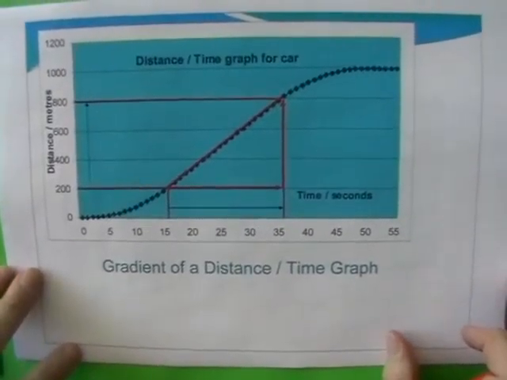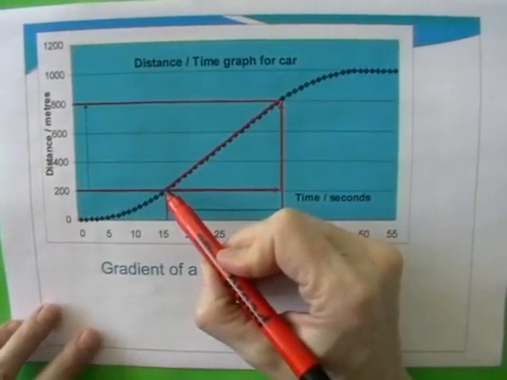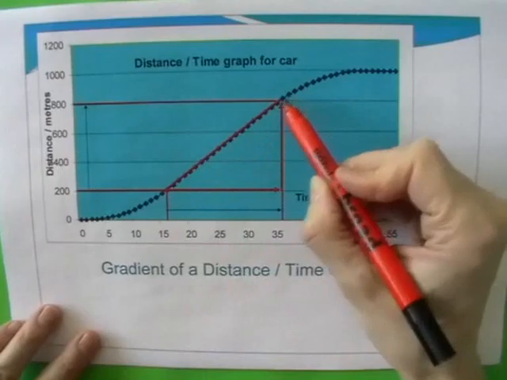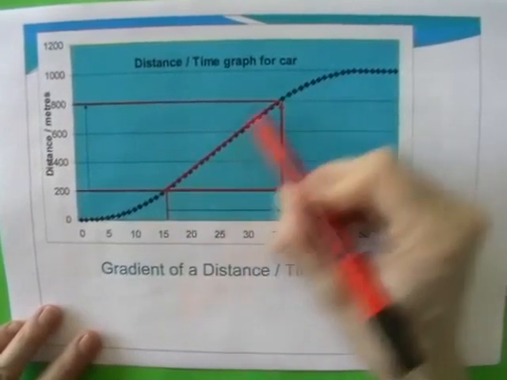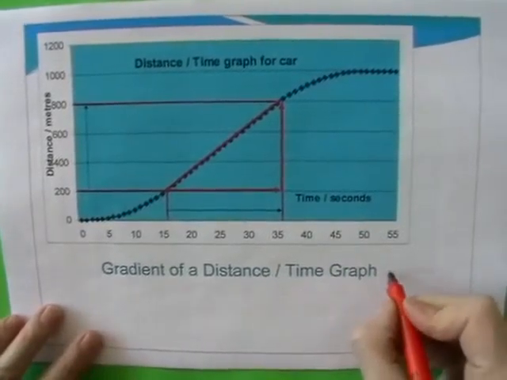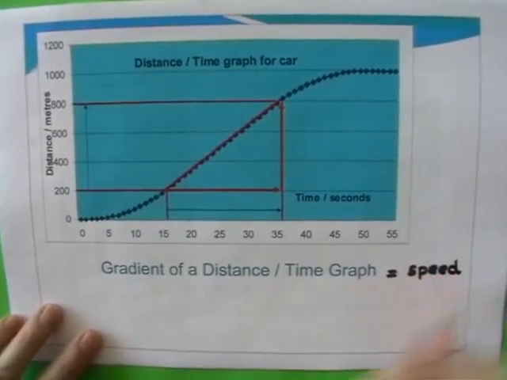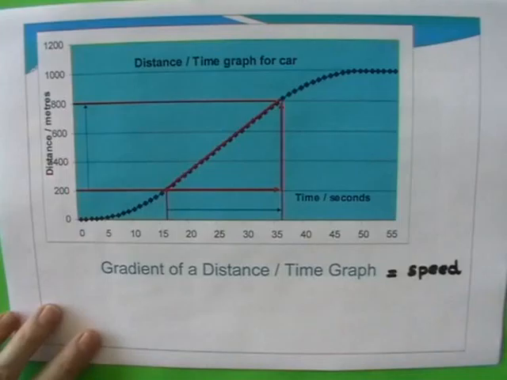Now, we said in the middle of that last graph that there was a very constant sloping line. And if you have a graph with a sloping line like that, you can calculate its gradient. And the gradient of a distance time graph gives you its speed. So if we needed to get speed from this graph, we would calculate the gradient of the graph.